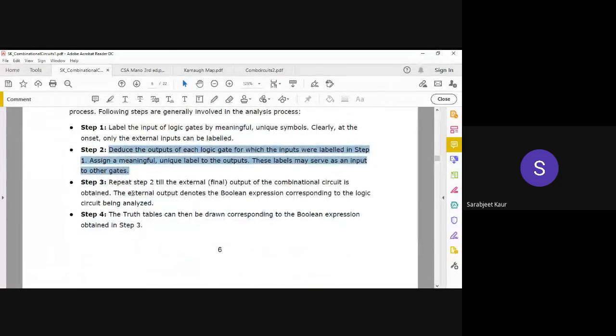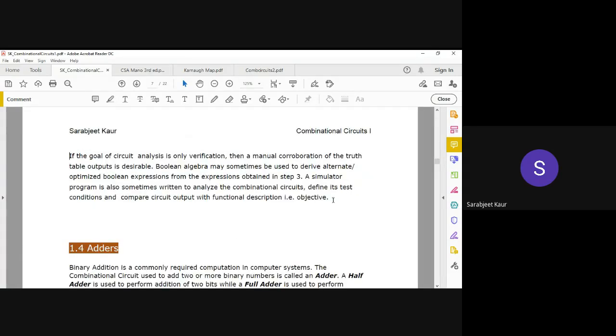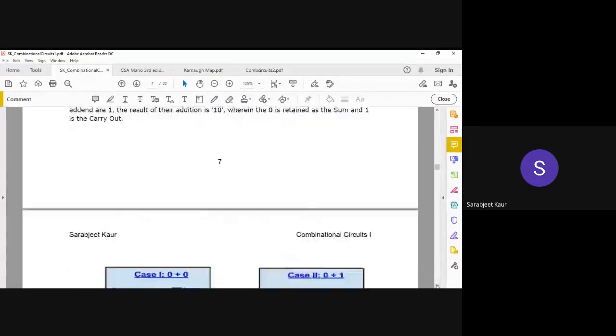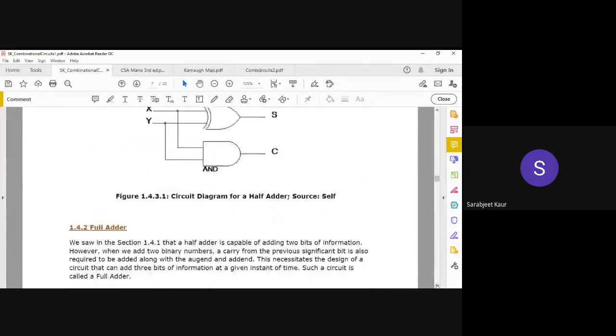Step 3. Repeat step 2 till the external output, that is the final output of the combinational circuit, is obtained. The external output denotes the Boolean expression corresponding to the logic circuit being analyzed. Step 4. The truth tables can then be drawn corresponding to the Boolean expression obtained in step 3, if required. Is this clear? Let us just look at an example for this.